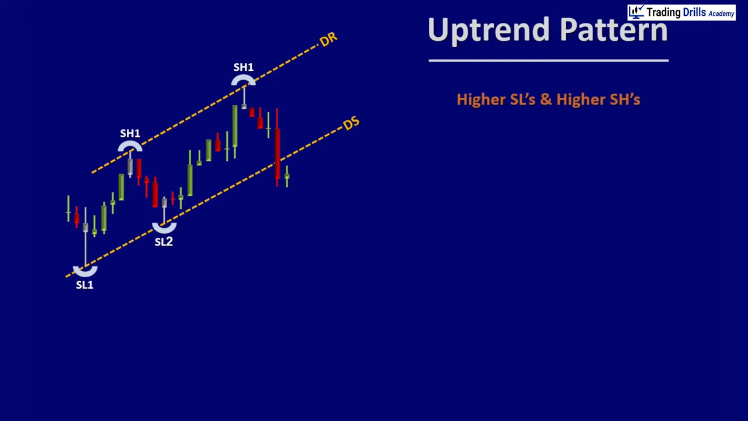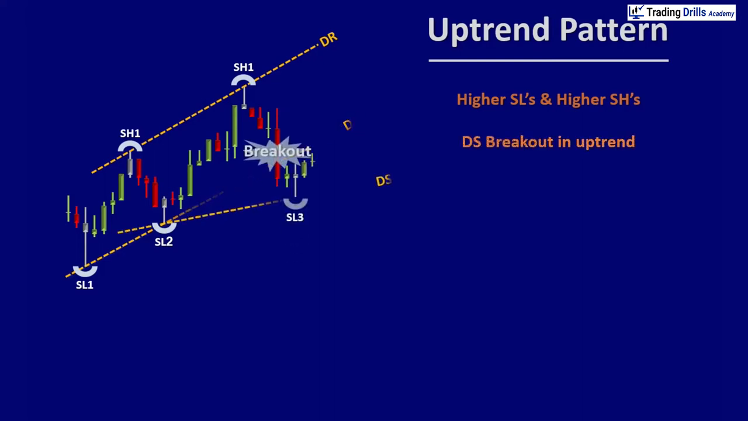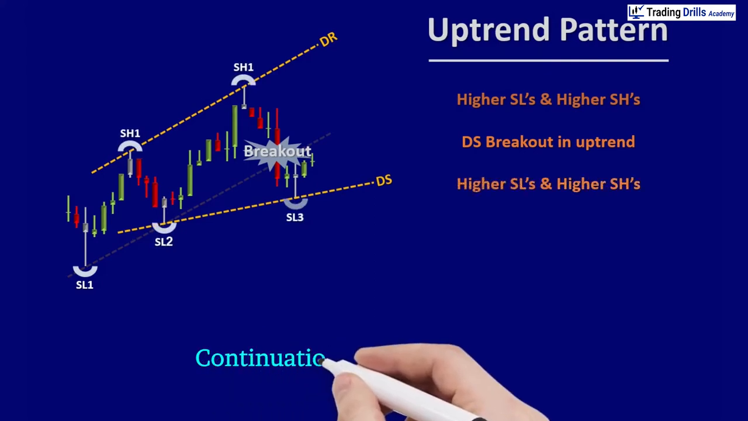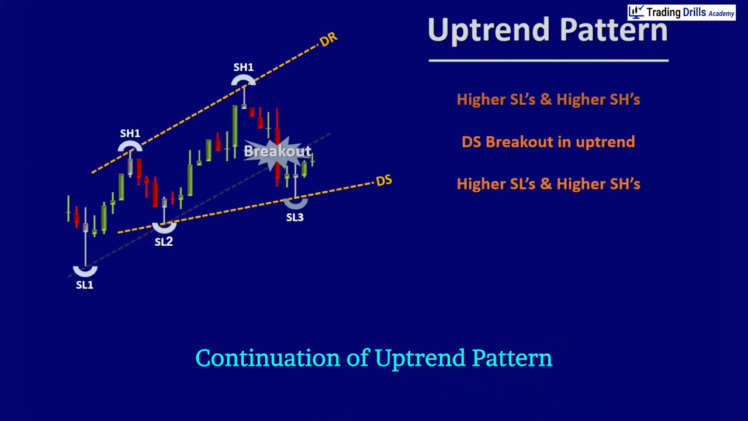As you update the dynamic channel in an uptrend pattern and see the price breaks the dynamic support line, you may see that the new pattern has higher swing highs and higher swing lows, which indicates the continuation of the uptrend pattern.